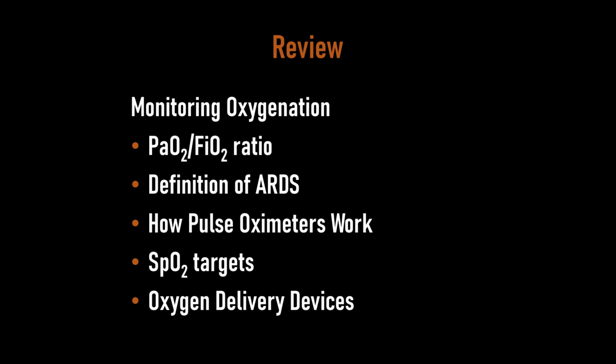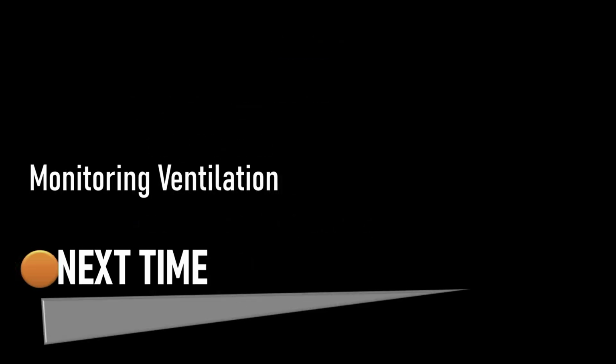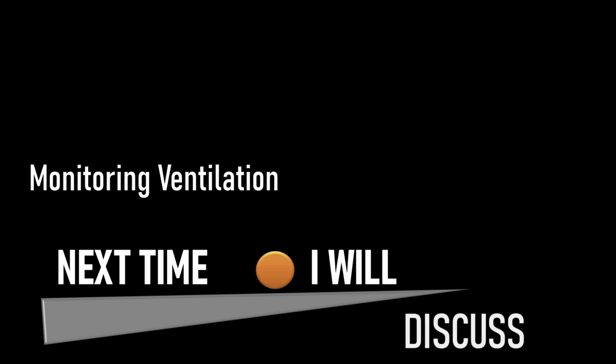Let's review this tutorial. This tutorial looked at monitoring of oxygenation and assessing oxygenation in the critically ill patient. I started with a discussion about the essential method that we use of comparing oxygenation from patient to patient, from time to time, and that is to calculate the PaO2 to FiO2 ratio. This is a component of the definition of acute respiratory distress syndrome. I then moved on to talk about pulse oximeters, how they work, saturation targets, and then I looked at the different oxygen delivery devices.